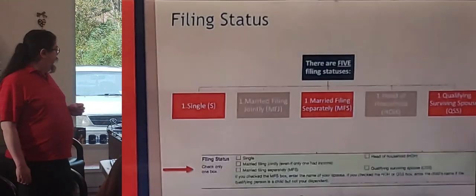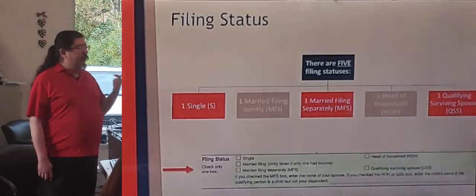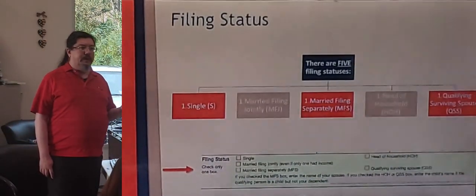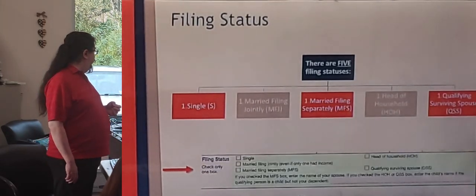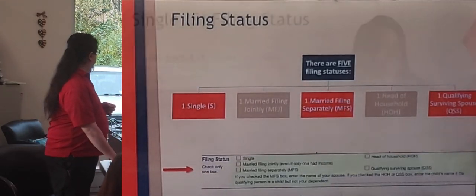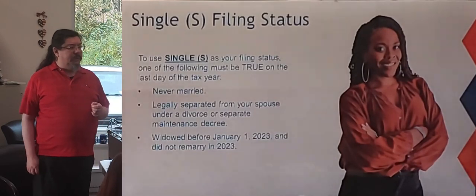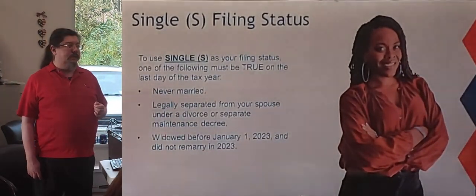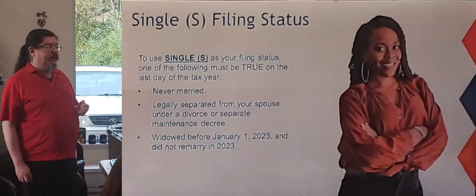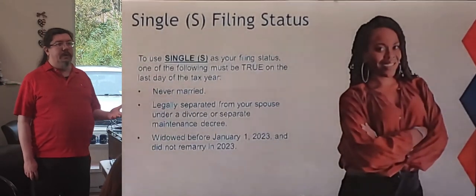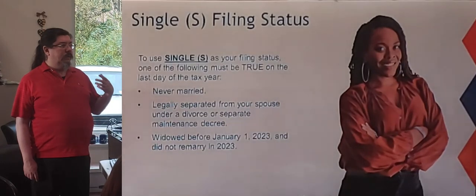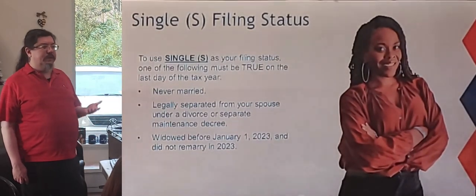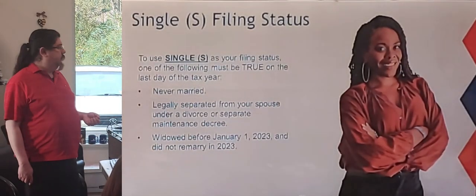Once again, these are our 5 filing statuses: single, married filing jointly, married filing separately, head of household, and qualifying surviving spouse. Okay, so we'll go through each of those in order. Single is the most easy to understand. It's kind of the default for most taxpayers. If you're not married and you don't qualify for any other filing status, your filing status is single.